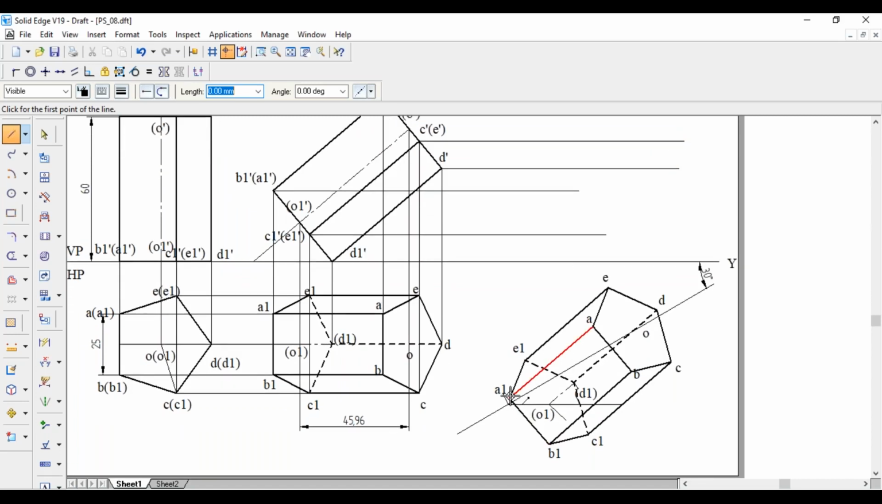A1 dash and B1 dash are on this line, so draw from A1 and B1 till this line. Next, C1 dash and E1 dash are on this line. So from C1 and E1, we have to draw till this line. And D1 dash is on the XY line. So from D1 till the XY line.